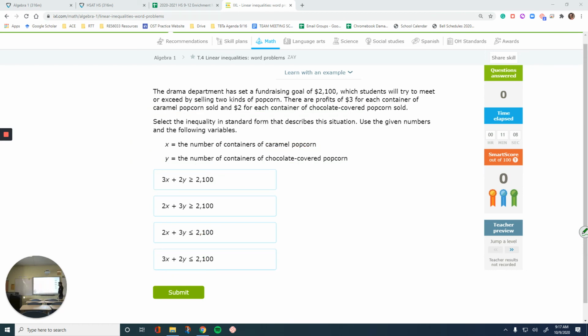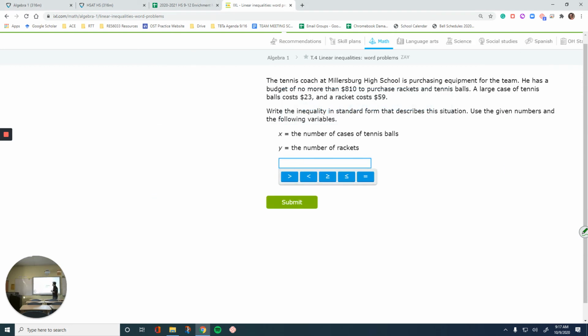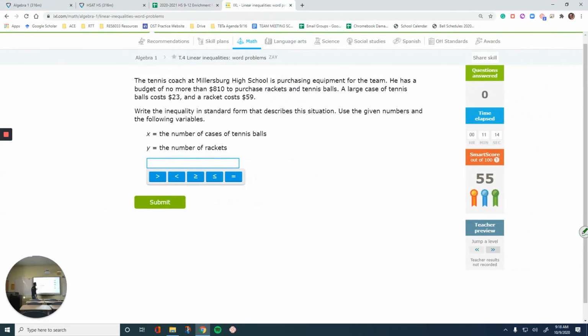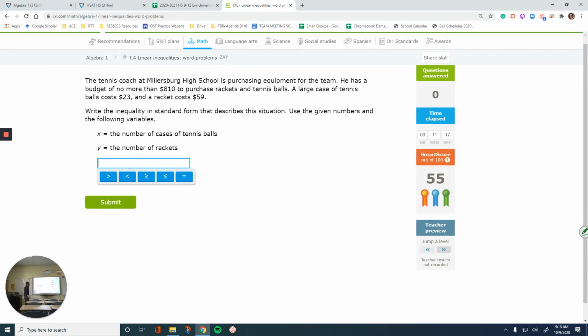I'll do one more question where we need to construct our equation rather than choosing the options. Okay, the tennis coach at Millersburg High School is purchasing equipment for the team. He has a budget of no more than $810. Okay, if the budget is no more than $810, it doesn't mean that it is going to be less. It means it is going to be less than or equal to. So, no more than 810.